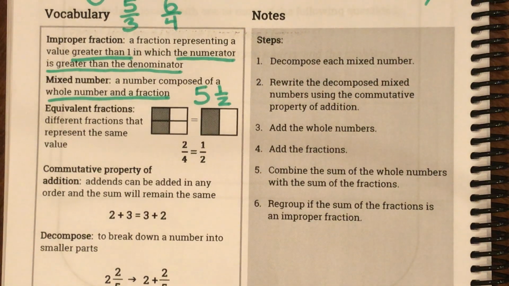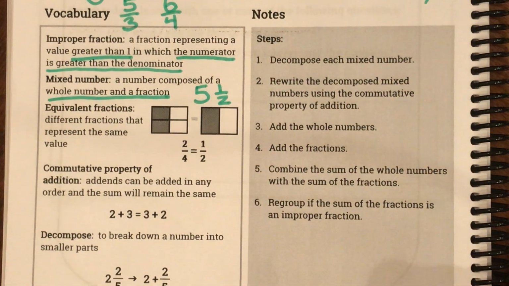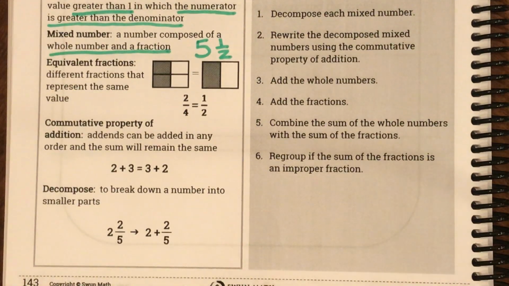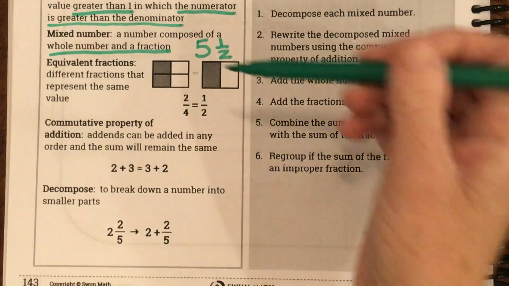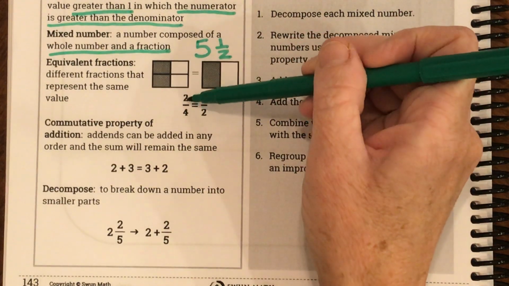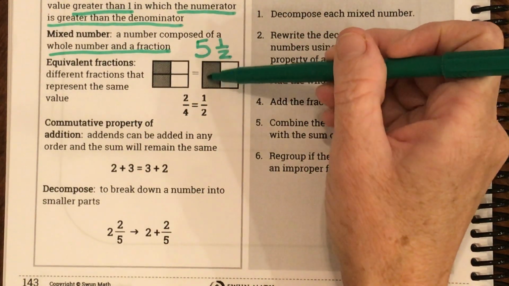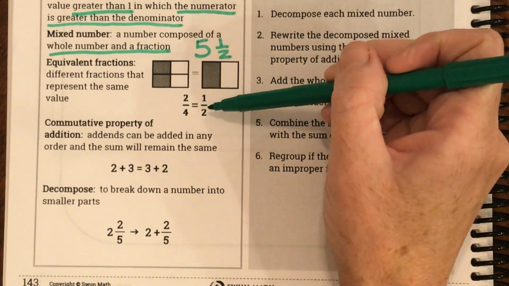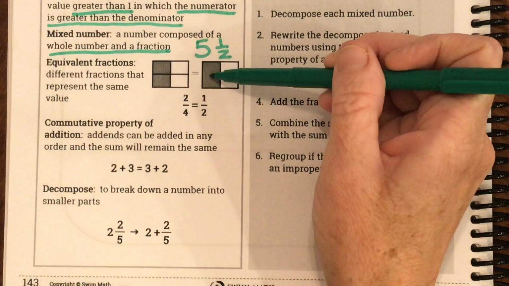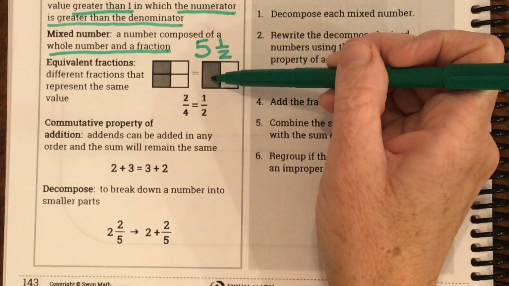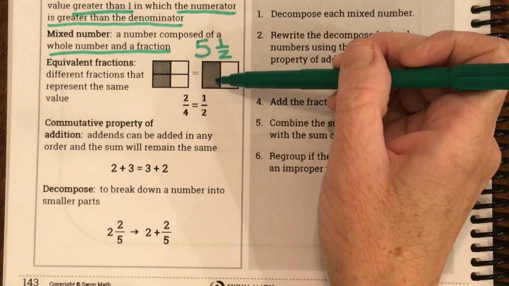Okay, we have an equivalent fraction. An equivalent fraction says different fractions that represent the same value. So here we have a model of 2/4, and here we have a model of 1/2. So even though these fractions look different, if we look at their value, they're exactly the same. So we call those equivalent fractions.